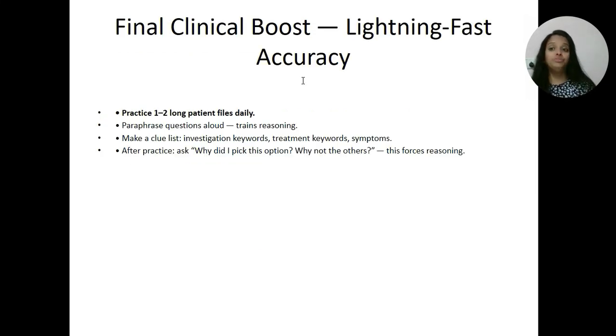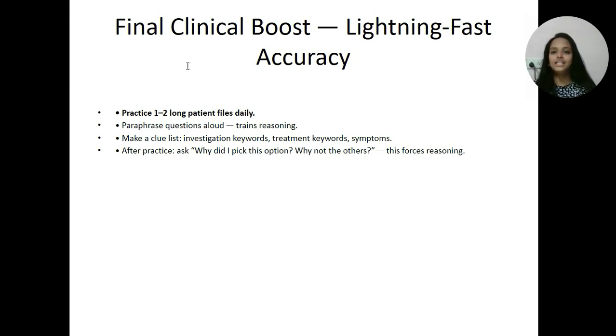So here are some of the final clinical boosts for you. Practice 1 or 2 long patient files daily and always paraphrase the questions aloud, because that trains your brain for reasoning. And make a clue list: investigation keywords, treatment keywords, symptoms, all these things. And after practice, you have to ask yourself, why did I pick this option? Why not the others? This forces the reasoning trick.